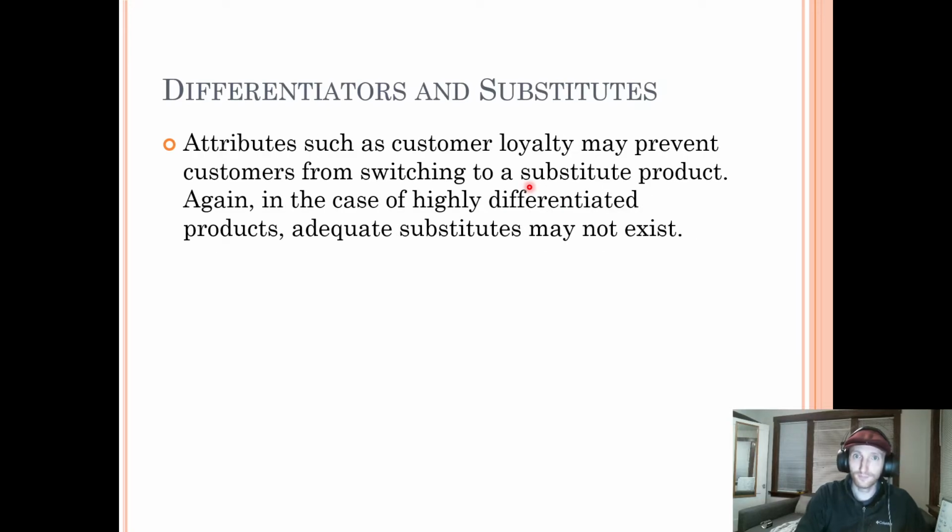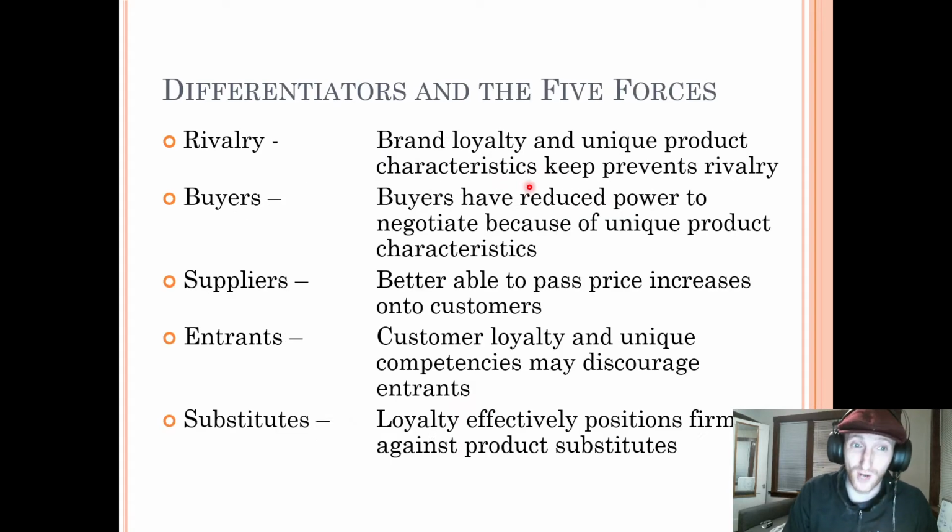Okay? Substitute products. Attributes such as customer loyalty may prevent customers from switching to a substitute product, or in the case of a highly differentiated product, maybe an adequate substitute just might not exist for what your consumer is trying to accomplish. All right? So you can pause the video here on this slide. This is just a bulleted breakdown of each of the five forces and how they stack up with a differentiator here, how a differentiator tries to overcome each of these.